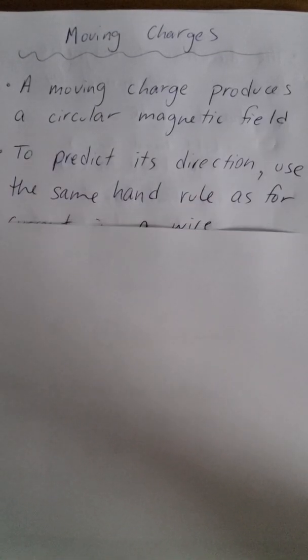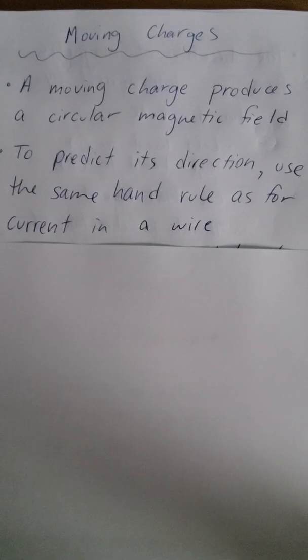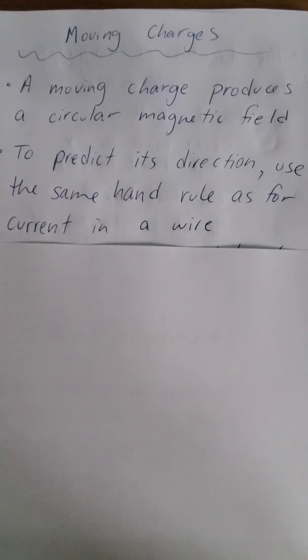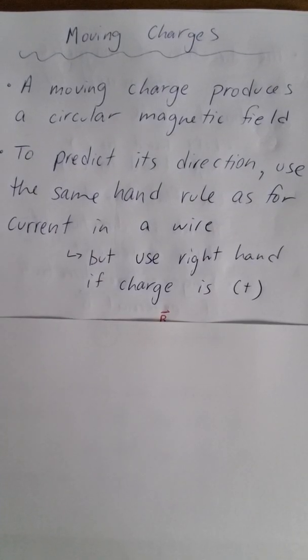So we know that a moving charge produces a circular magnetic field. Think back to Hans Ørsted noticing that current in a wire deflected a compass needle. To predict the direction of a magnetic field produced by a moving charge, you use the same hand rule we saw for current in a wire. The only difference being you may have to use your right hand. If the moving charge is positive, you will use your right hand.